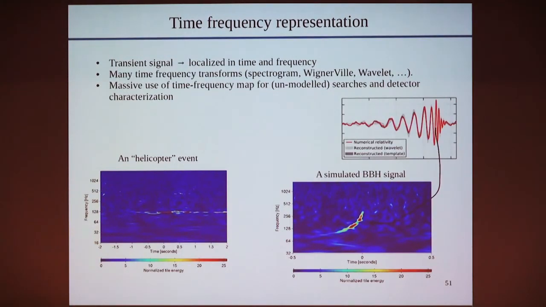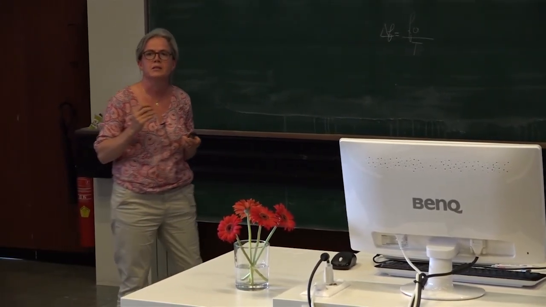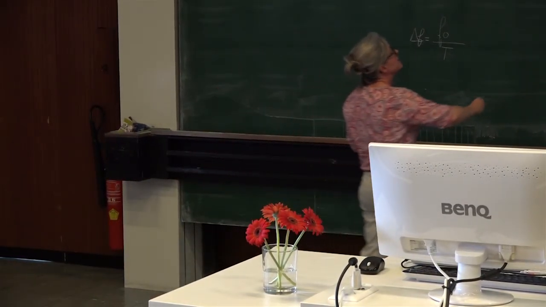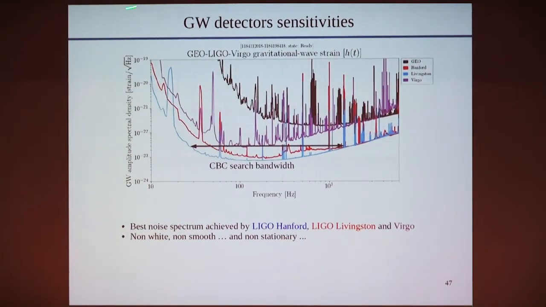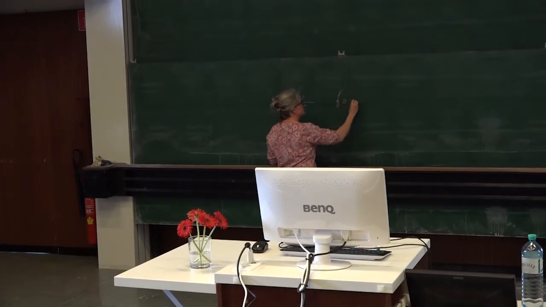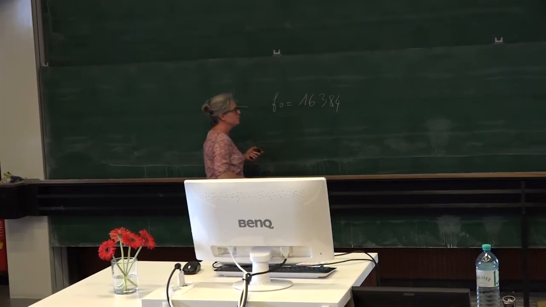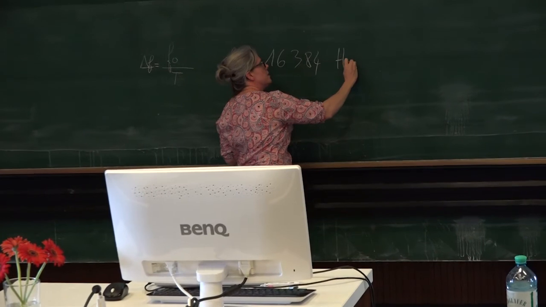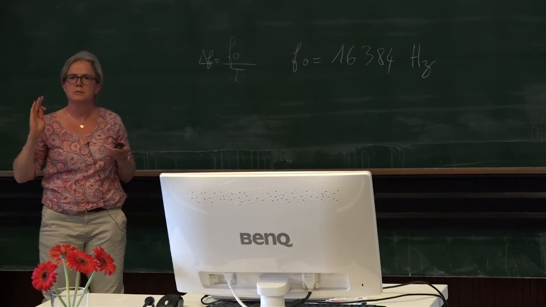Where does this F0 come from? F0 is the sampling rate of our data acquisition system. The frequency of the data acquisition in LIGO is 16, a power of 2 hertz. That means in 1 second we have 16 kilo samples. This is what it means.